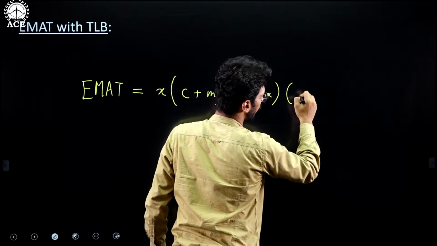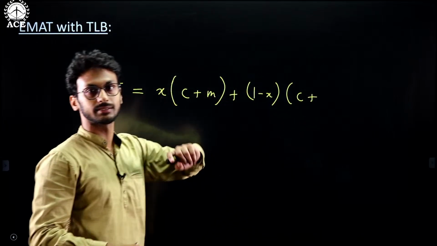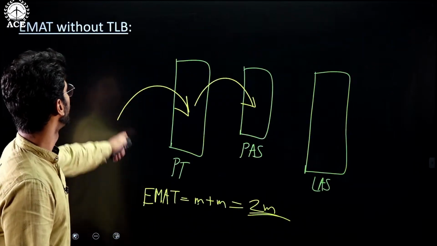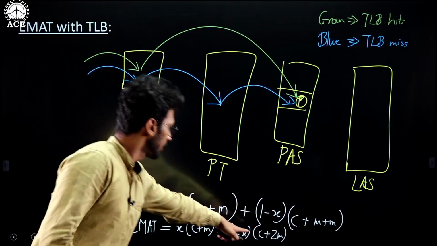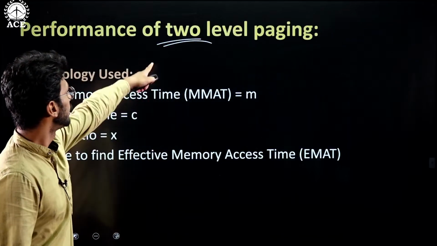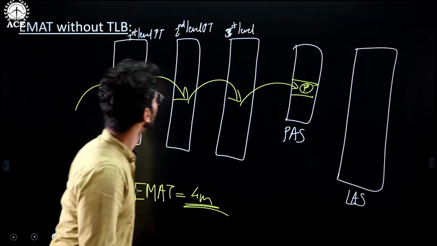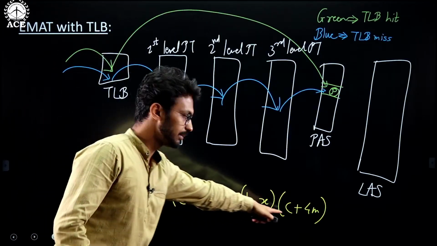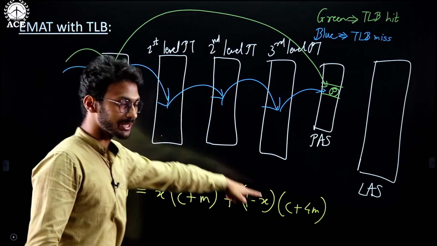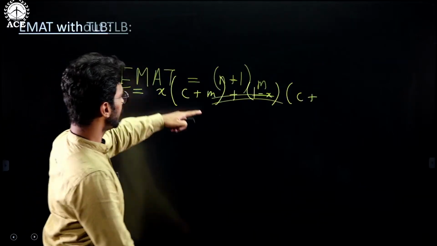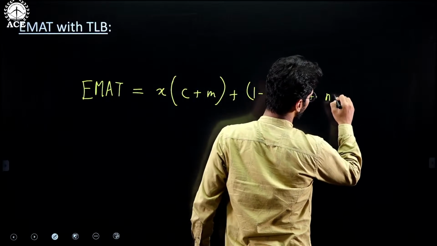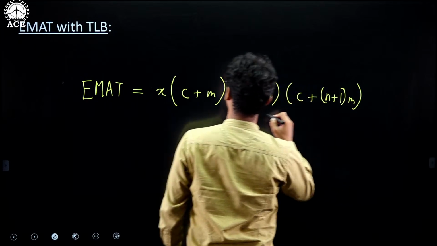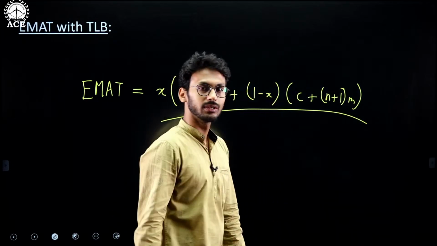If there is a TLB miss, what will happen? You will access TLB and then what will you access? Tell me fast. You compare this with the previous one. Single level page table, C plus 2M. 2 level page table, C plus 3M. 3 level page table, C plus 4M. So n level page table, n plus 1 into M. Done with this particular thing and done with today's class.